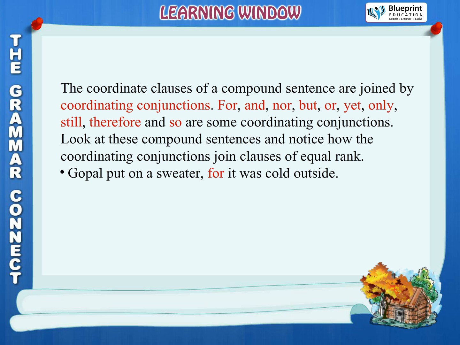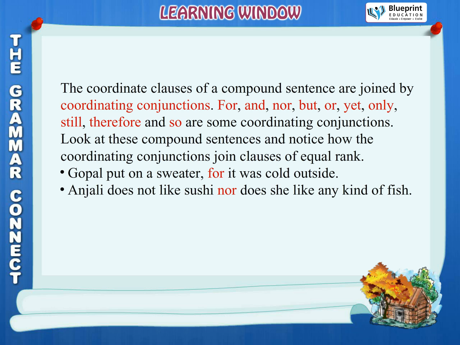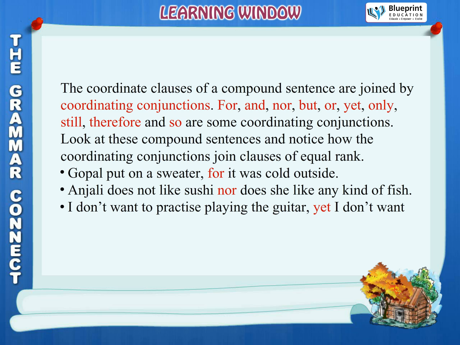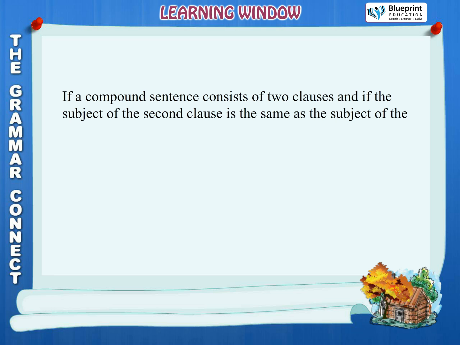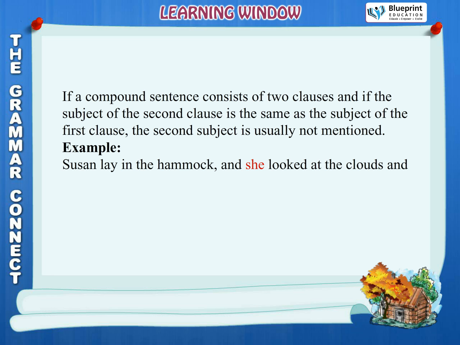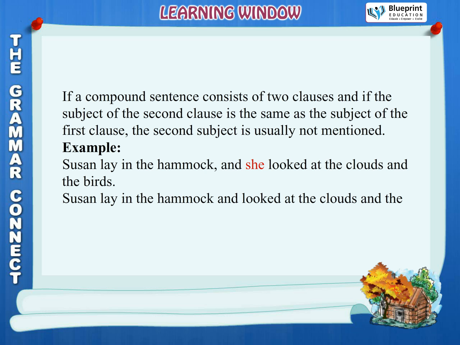Gopal put on a sweater, for it was cold outside. Anjali does not like sushi, nor does she like any kind of fish. I don't want to practice playing the guitar, yet I don't want to disobey my mother. If a compound sentence consists of two clauses and if the subject of the second clause is the same as the subject of the first clause, the second subject is usually not mentioned. Example: Susan lay in the hammock and she looked at the clouds and the birds. Susan lay in the hammock and looked at the clouds and the birds. The second subject, she, is not mentioned.